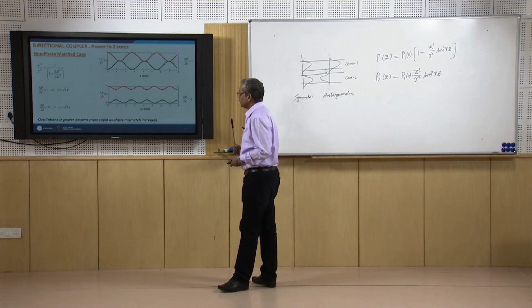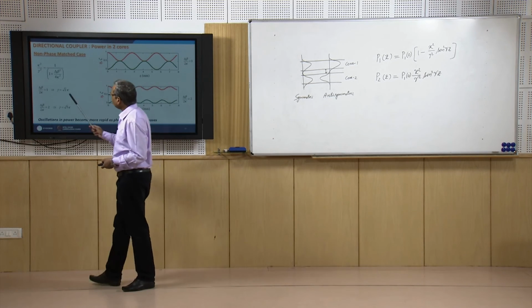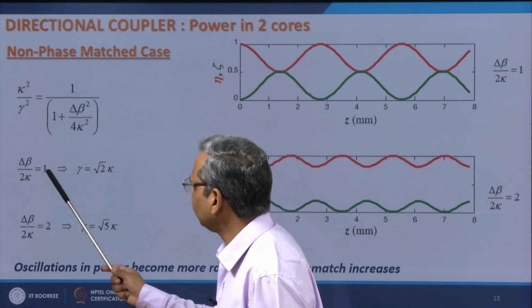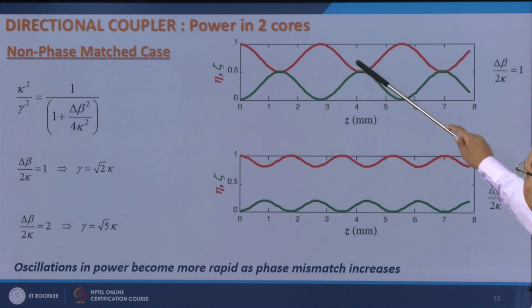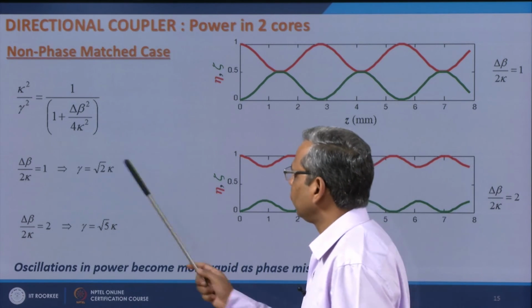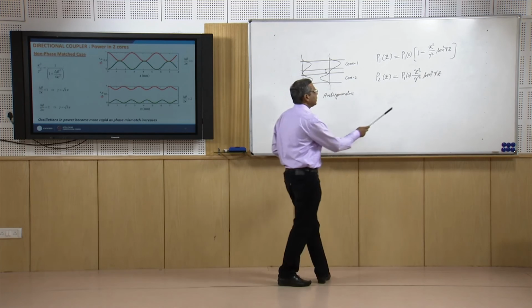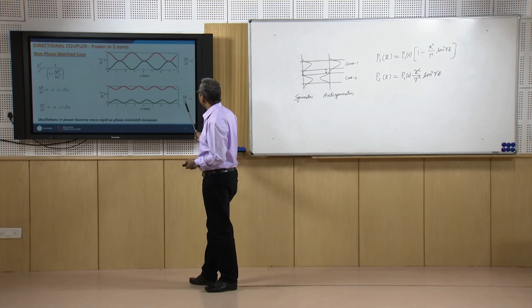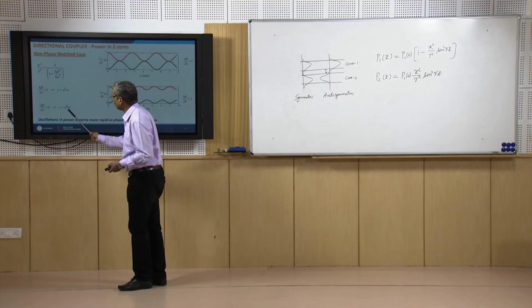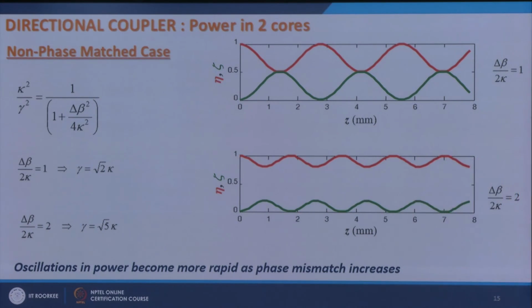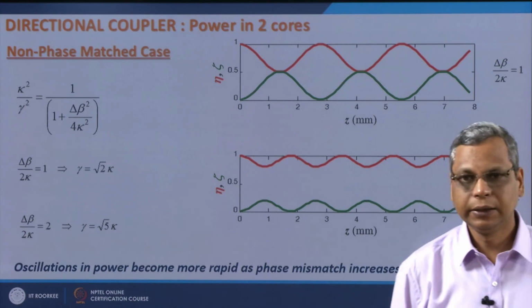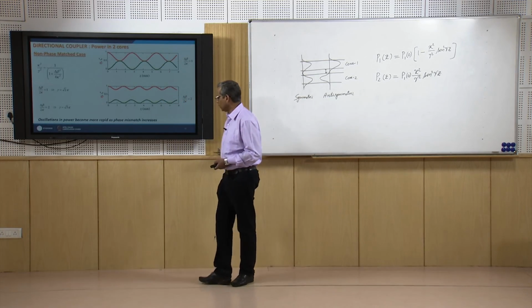Another thing that I see here is the value of gamma. Since kappa square over gamma square is this, and if I have delta beta over 2 kappa equal to 1, then gamma is equal to square root 2 kappa, and this gamma basically tells you the spatial frequency of oscillation. If I increase delta beta over 2 kappa from 1 to 2, then gamma becomes square root of 5 kappa, and of course the frequency of oscillations increases here. So, the oscillations in power become more rapid as the phase mismatch increases. This is another thing that I see here.